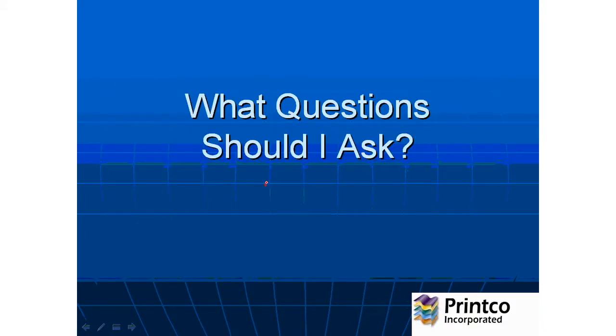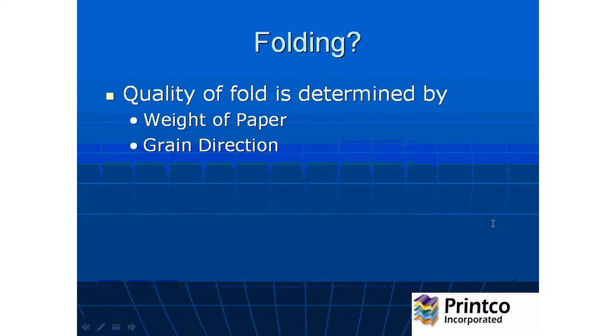Now let's talk about some of the questions that you need to ask that may bear on the weight and finish you choose for your customer's print project. Is the piece going to be folded? Generally speaking, coated papers do not fold as well as uncoated stocks. Coated stocks tend to be more brittle, and therefore they tend to crack easier than uncoated stocks. The heavier the weight, the more cracking will occur.